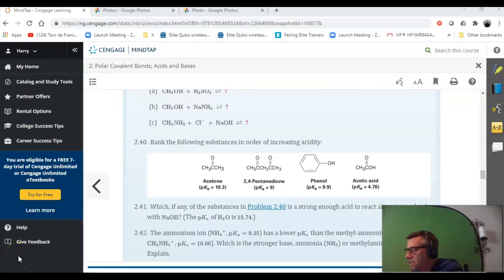Question number 40, I'm just going to talk about without actually drawing on the screen. I think you can see this little diamond here that'll help a little bit. It says rank the following substances in order of increased acidity. Acidity means that H plus can be removed the easiest. And Ka measures how easily it can happen. It's literally a mathematical term where if you have a really high Ka number, that means it's happening to a large degree.